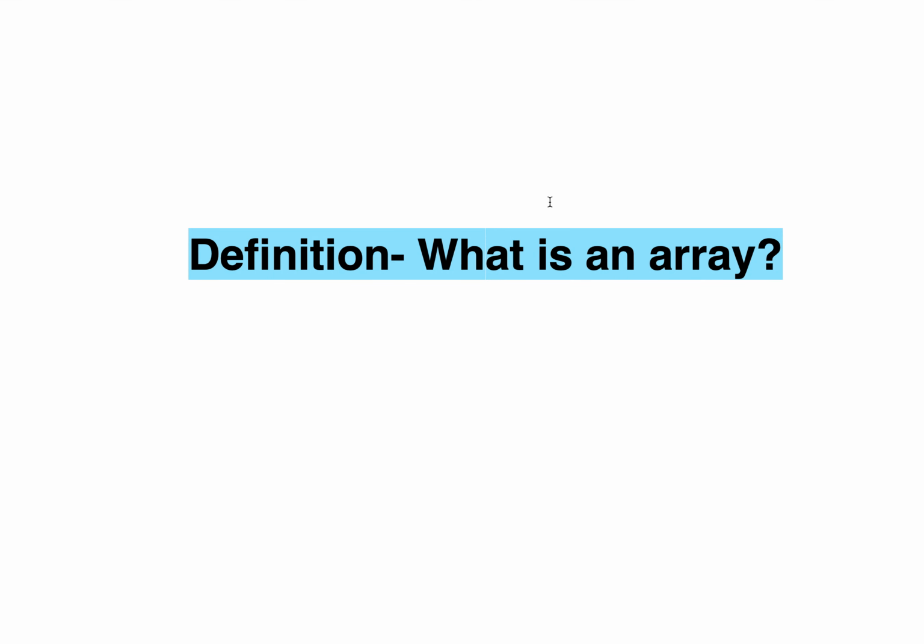What is an array? An array is a collection of similar type of elements which have a contiguous memory location and are stored with a common name. So let us see the first part of the definition. What does similar type mean?